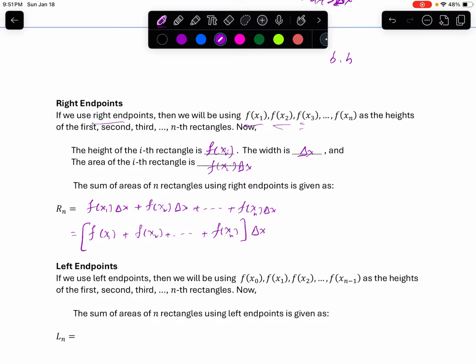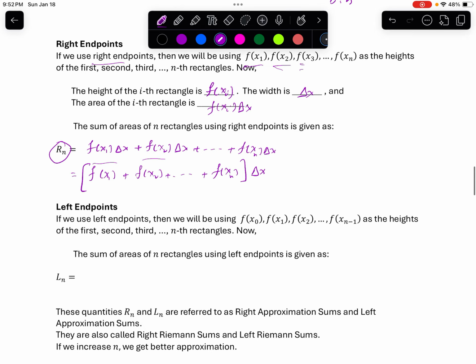Well, we use the right endpoint, remember? So this is the name that we give to the sum: R sub n. R is for the right, n is for the number of terms we have here, or the number of rectangles we have created. And this is called, well, I will come back to what this is called, but let's look at left endpoints.